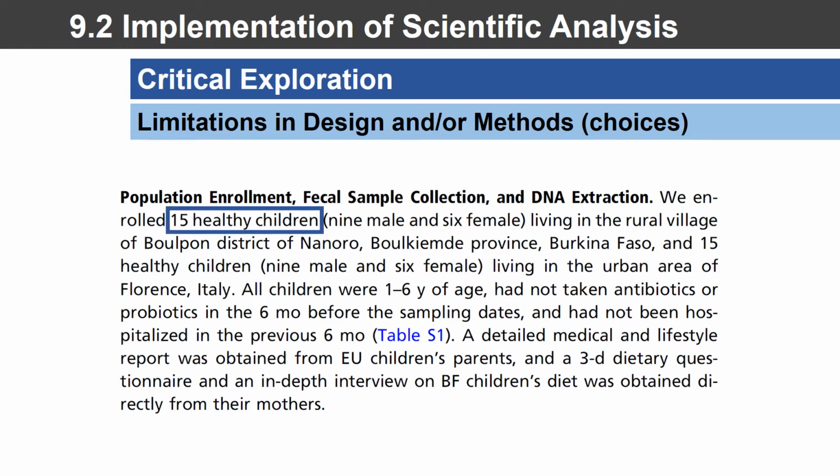Reading right off the top, it says, we enrolled 15 healthy children living in the rural village of Bull Pond district of Nanoro. And I'm going to pause right there, not because I'm struggling to read those words, but because of the number 15. You may have noticed that on the very first page of this paper, under the section marked Results and Discussion, the very first section is called Characterization of Dietary Habits of Children from this area.